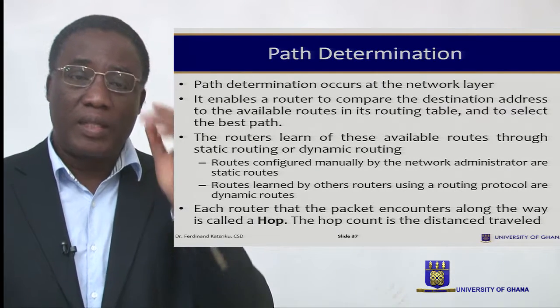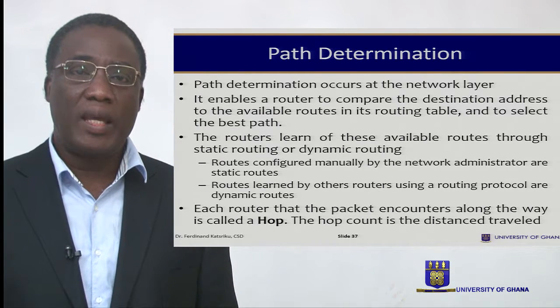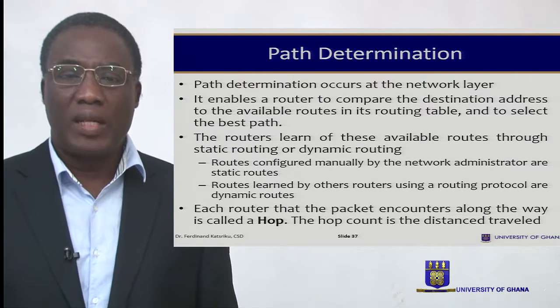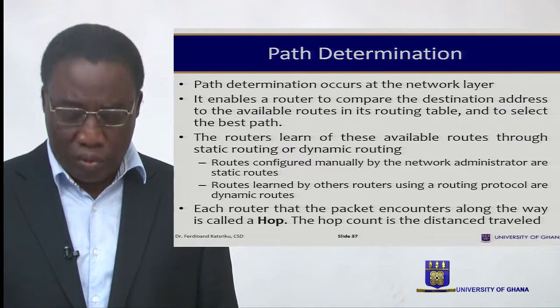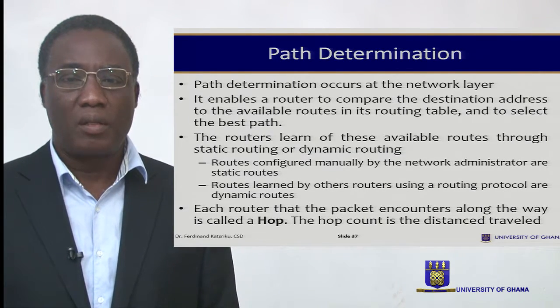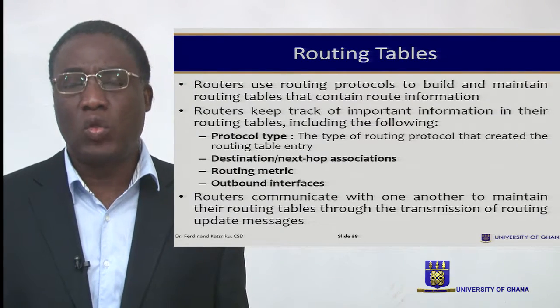Each router that the packet encounters along the way is called a hop. So you normally hear talk about the number of hops. The hop count is the distance that is traveled, not the physical distance, but the number of hops. Routers use routing protocols to build and maintain routing tables that contain route information. In other words, if you have several hosts on a network, the routing table will tell you which routers to go through in order to reach a particular host.